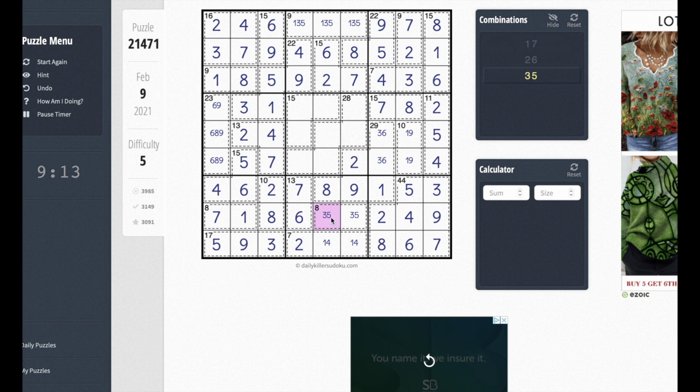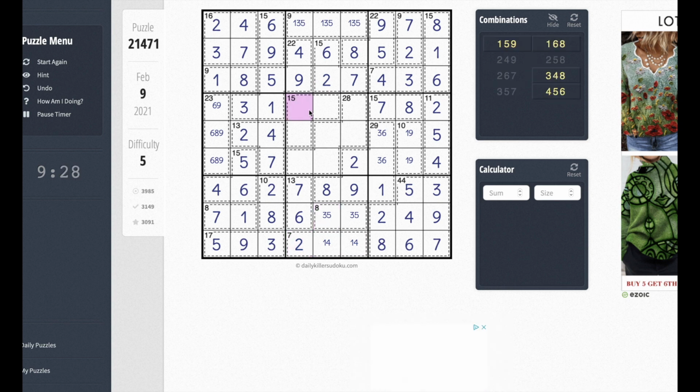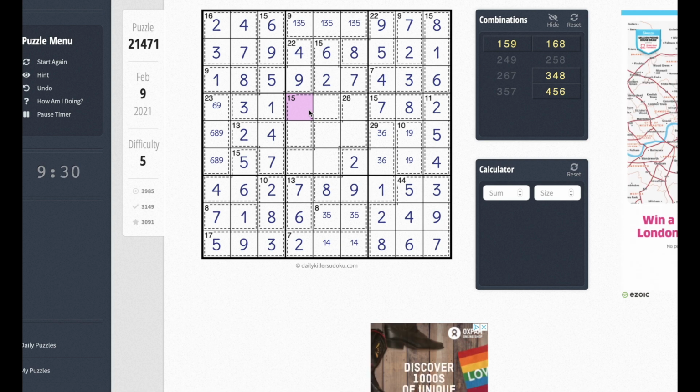3, 5. Let's look at pairs. Can it be 4, 5, 6? It can't be 4, 5, 6, look, because we've got 4 and 6 in that row. What about 3, 4, 8? 3 and 8 already in that row, blocking off 3, 4, 8. 1 and 8 already blocked us, so this has to be a 1, 5, 9. With a 9 in there, a 5 and a 1.